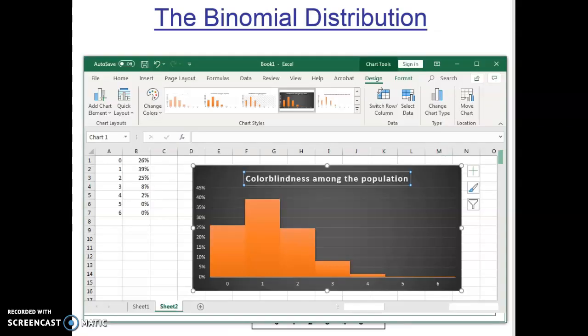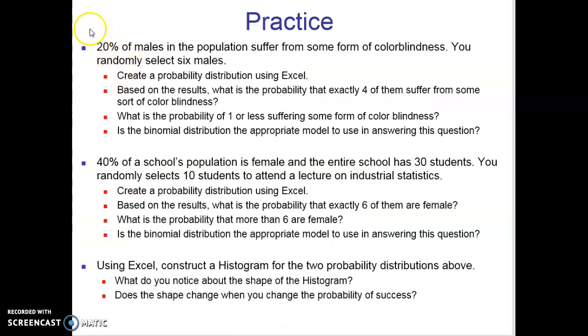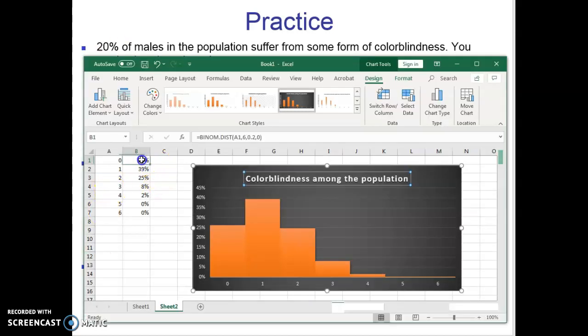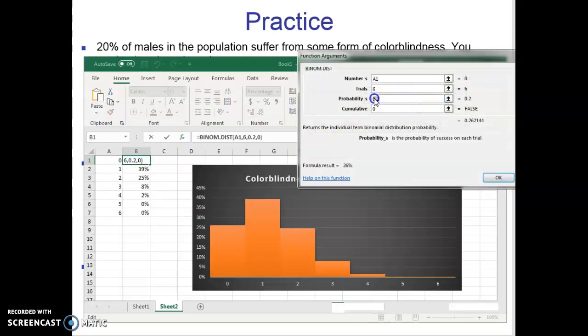Okay, picking up from the last video, we built our histograms. Now what I want to do is some spike manipulations to show how the histogram changes as we change the probabilities of success. So this is the color blindness example. And our colorblind example was a success of 20%, which means a failure of 80%. So let's go back into our formula here and change the probability.